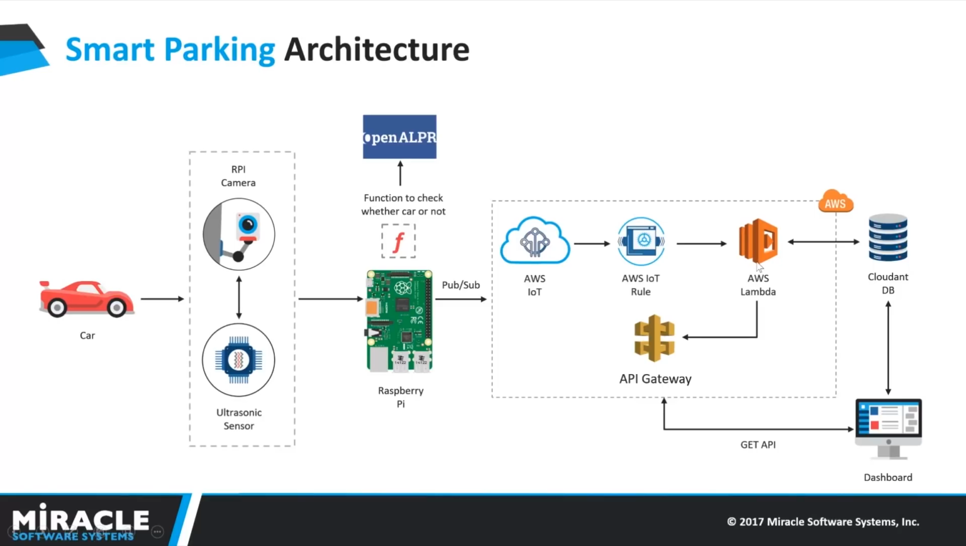So that's the reason why we used the AWS IoT rule over here. Let us say once we get the message over here, say the car came in, and we just want to check whether that car is already in the parking lot or not. So that car number is sent to the database, and we check all the records and see whether the car is in the database or not.